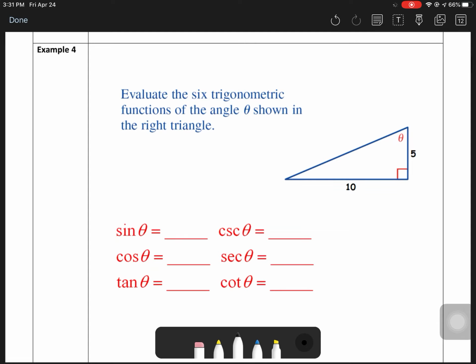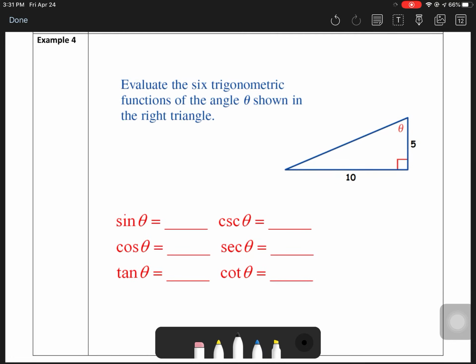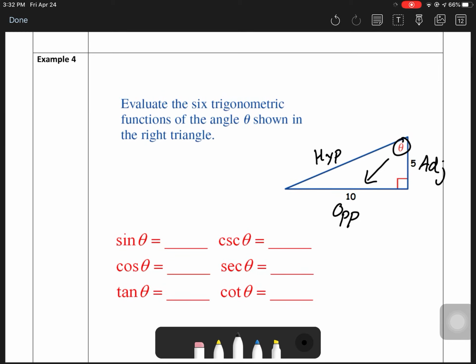All right, next part. And I'm going to break this up into two separate videos. So this will be the last example for the first video. We want to evaluate the six trig functions of the angle theta shown in the right triangle. Okay, so notice we are missing a little bit of information. We have our angle, we have the opposite side, we have the adjacent side, but we are missing our hypotenuse. But since this is a right triangle and we have two sides, the way that we find missing sides is the Pythagorean theorem, like I mentioned earlier. So we want to use that a squared plus b squared equals c squared for this problem.